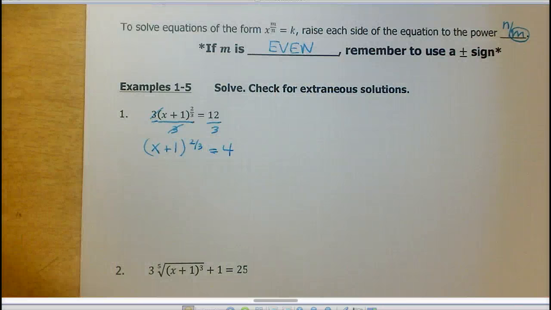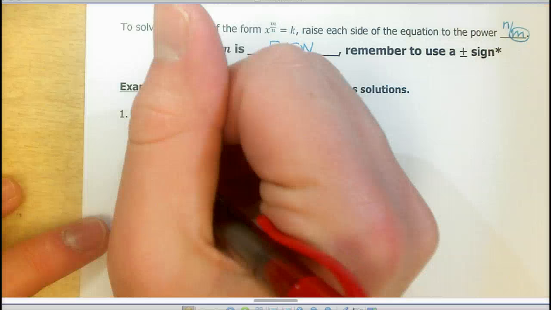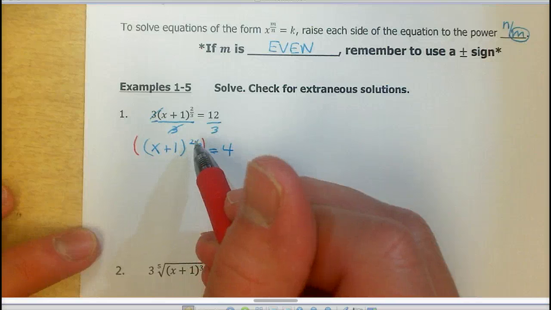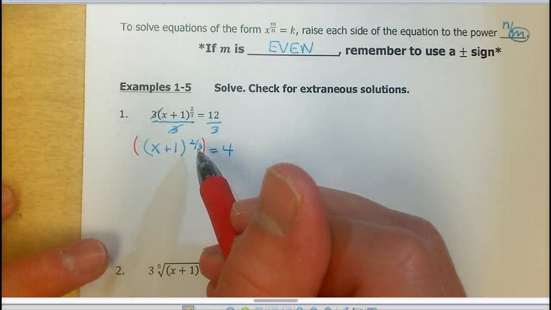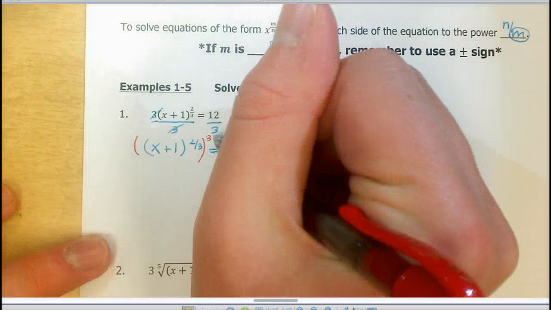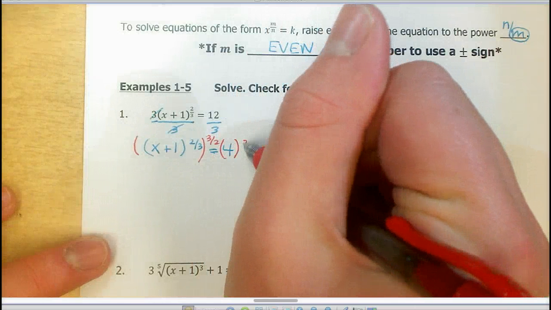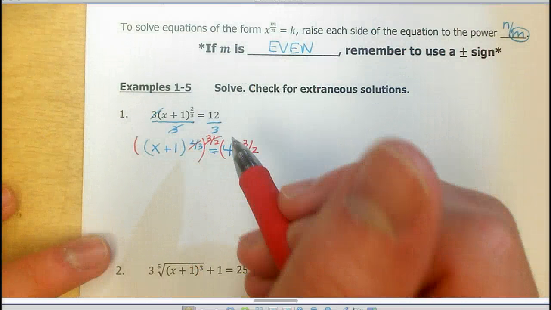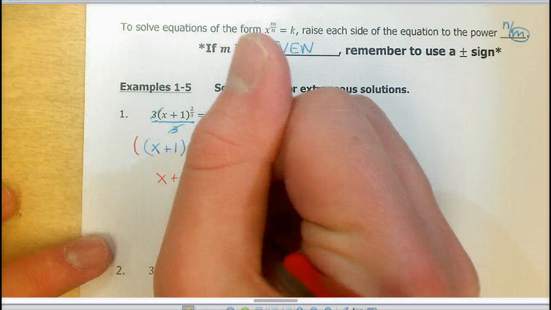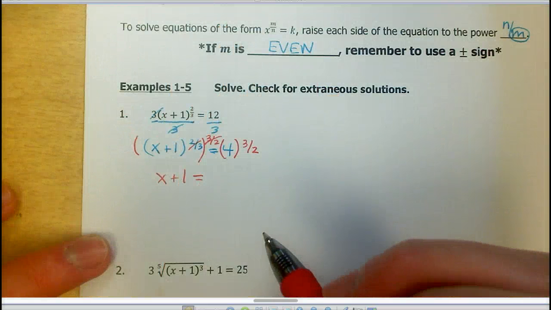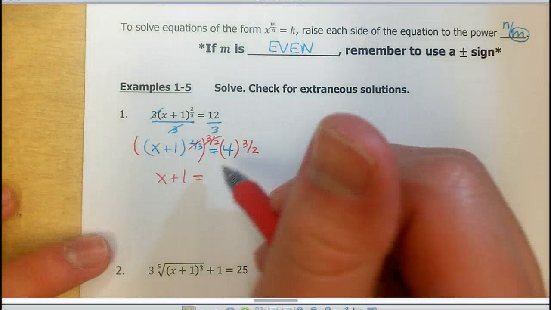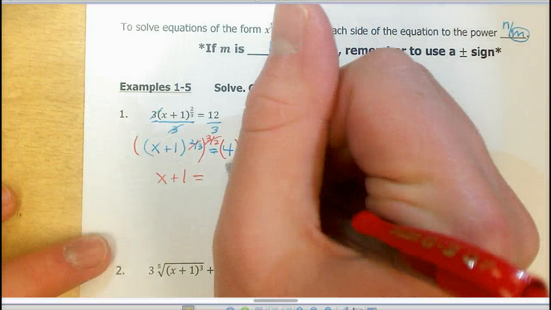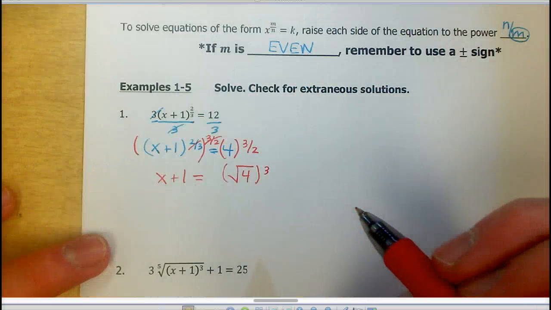From there, I'm going to take both sides to the reciprocal power of my exponent. Since I have a 2/3 exponent here, to cancel out that exponent, I need to take both sides of my equation to the 3/2 power. So here and here, that's going to cancel out my 2/3 and just leave me with x plus 1 on the left side. On the right side, 4 to the 3/2 power is the same thing as the square root of 4 cubed, based on our definition of a radical exponent.